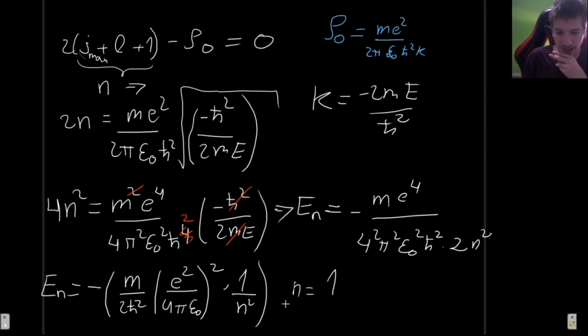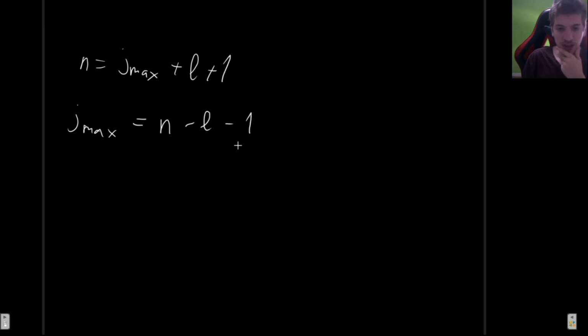So we know that n equals 1 here would be this value, and what values for n could we even have? Well, that comes from this relation right there. We know that n is just J max plus L plus 1. So we can see that J max is going to be n minus L minus 1. So given some L, we can see what values for n we can have. So let's say we have L equal 1, for example. Then what we have here, J max, for some n, well, we will have n minus 2.